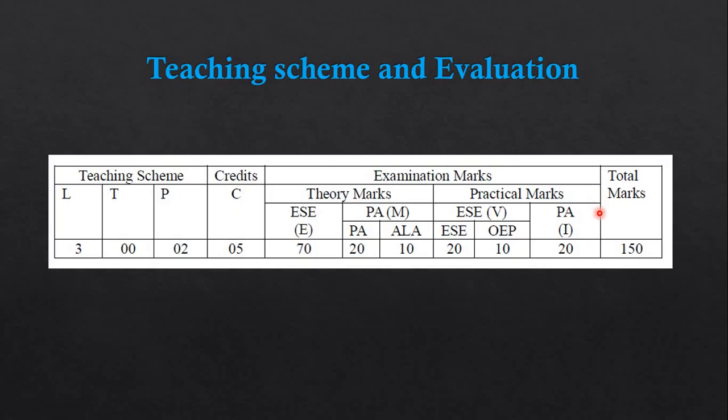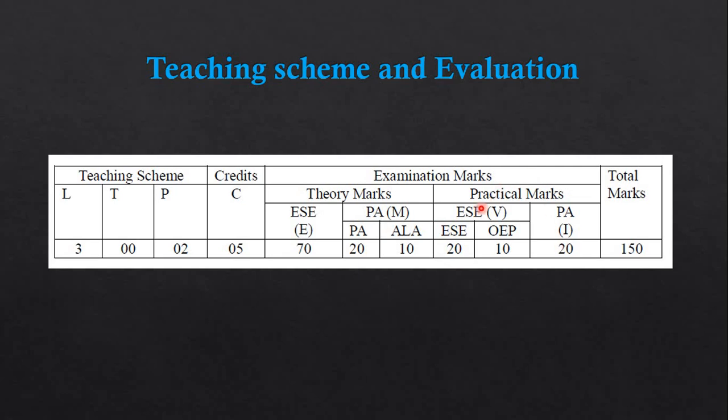So teaching scheme and evaluation. As we can see, this subject Industrial Instrumentation carries a credit of 5. This subject consists of 3 lectures per week and 2 hours for the practical purpose. Then we are going to see the theory marks, that is ESE, end semester examination, of 70 marks, PA, that is 20 marks, and ALA, that is active learning assignment, consisting of 10 marks.